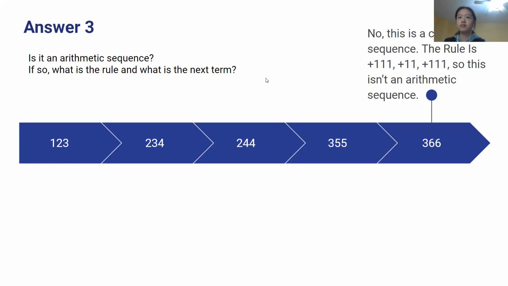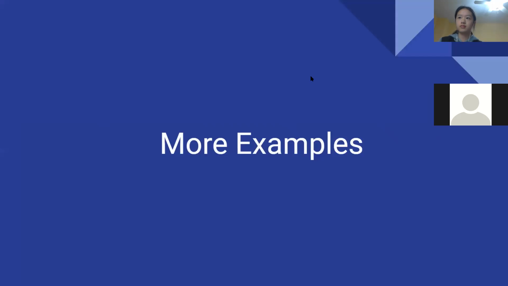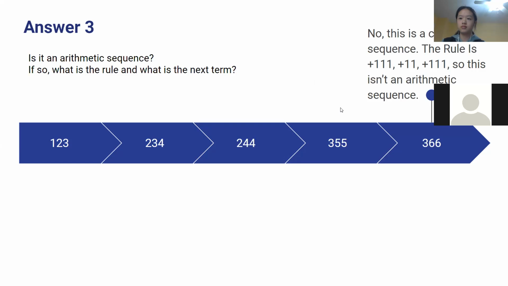Yes. Oh, but in examples like 234 and 244, the difference is 10, not 11. Oh, sorry. Oh, my. Yeah, the rule was supposed to be plus 111 and then plus 11. Yeah, we made a typo there, but good job for catching that mistake.